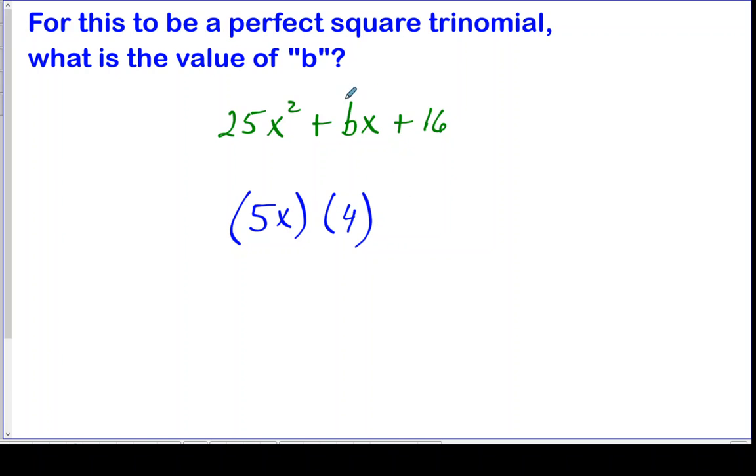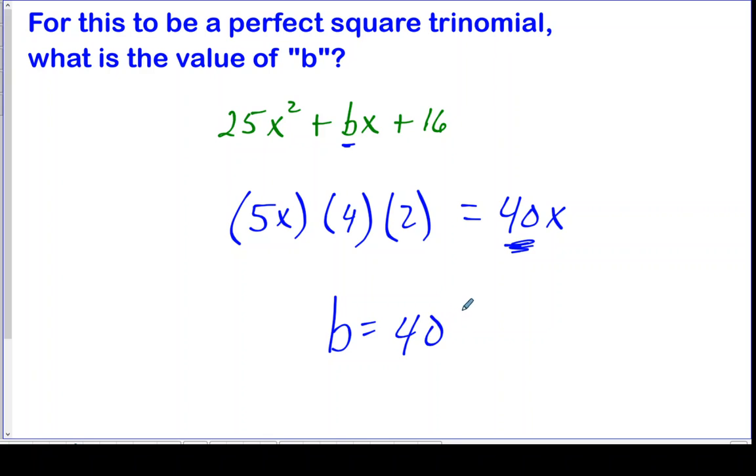Well, remember, to get your b value, it's not just 5x times 4. Remember, we've always got to double it. So 5x times 4 is 20x. 20x times 2 equals 40x. So we know that the b value is going to have to be 40. So if b is 40, it will make this a perfect square trinomial.